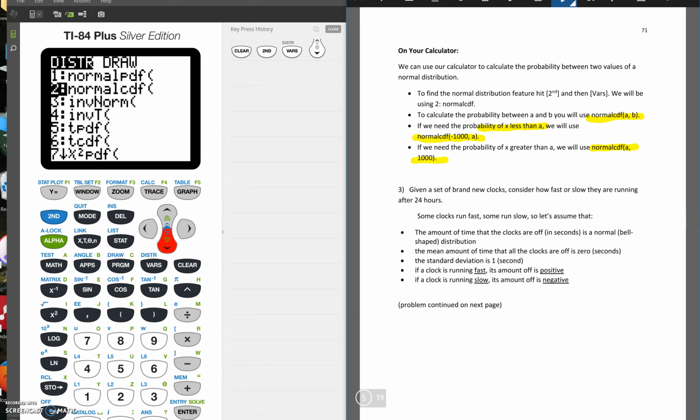So here's the setup for the problem we're going to go through. It says, given a set of brand new clocks, consider how fast or slow they're running after 24 hours. Some clocks are going to run just a tiny bit fast, and some are going to run a tiny bit slow. So here are our assumptions. The amount of time that the clocks are off is a bell-shaped distribution. The average that it's off is 0 seconds. On average, they're right on time. And the standard deviation is 1 second. If the clock is running fast, we're going to call that positive. And if the clock is running slow, we're going to call that negative.